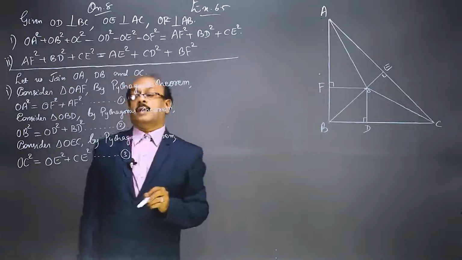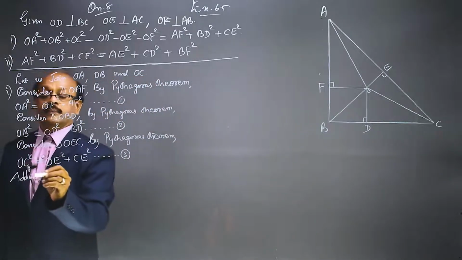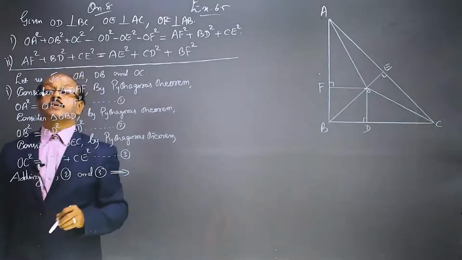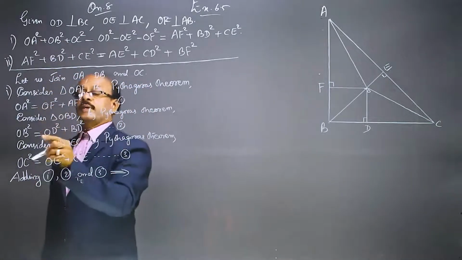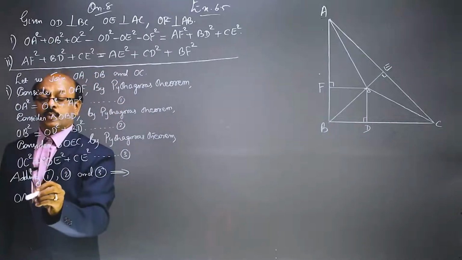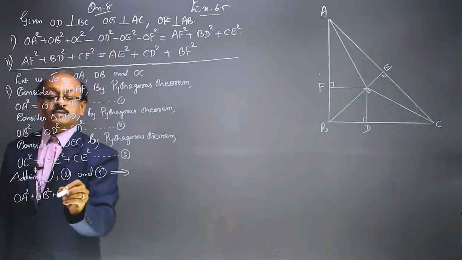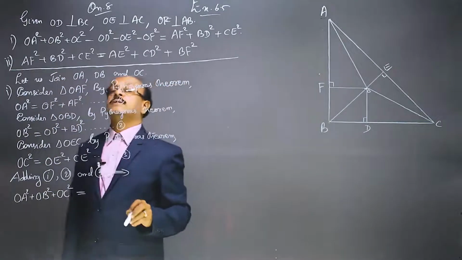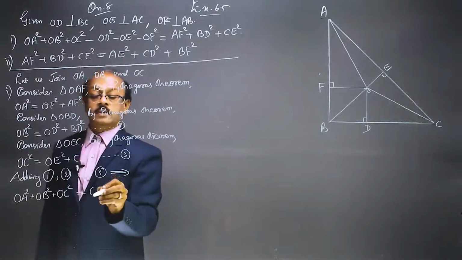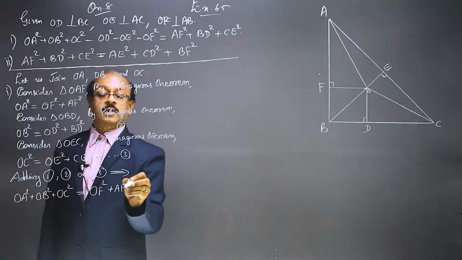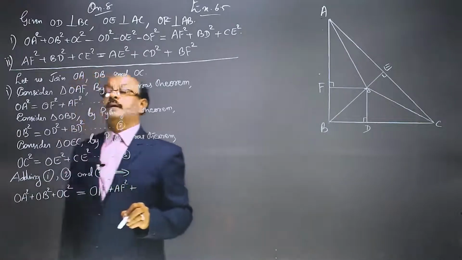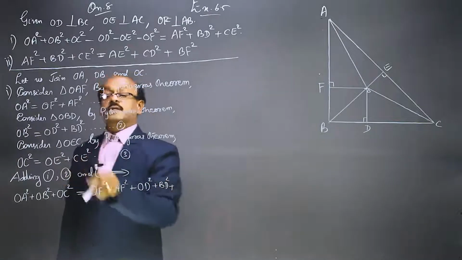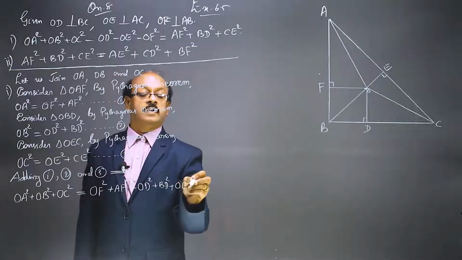Adding equation number 1, 2 and 3. We will get the left hand side as OA square plus OB square plus OC square, which is equal to the sum of the right hand sides, that is OF square plus AF square, plus OD square plus BD square, plus OE square plus CE square.